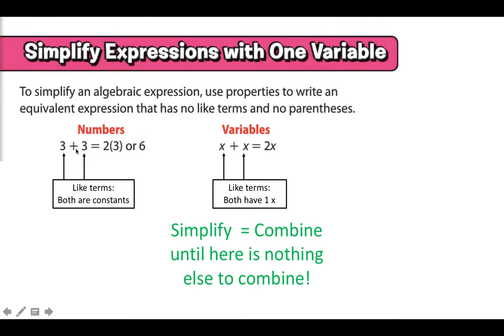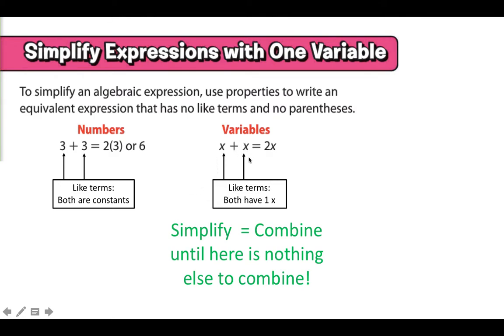So we can identify them as like terms. And when we say combine, we're meaning add them together. So we can add 3 and 3 and get 6. Or we can notice here that we've got 2 3's, or repeated addition, and multiply 2 times 3 and also get 6 that way. Now when we're looking at variables, x and x are like terms here.